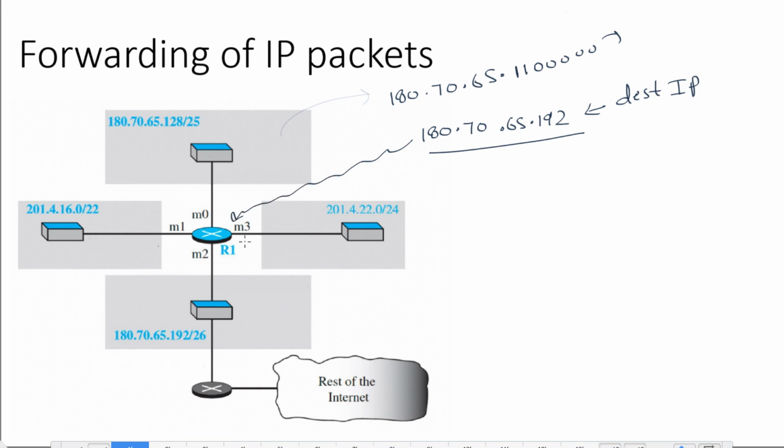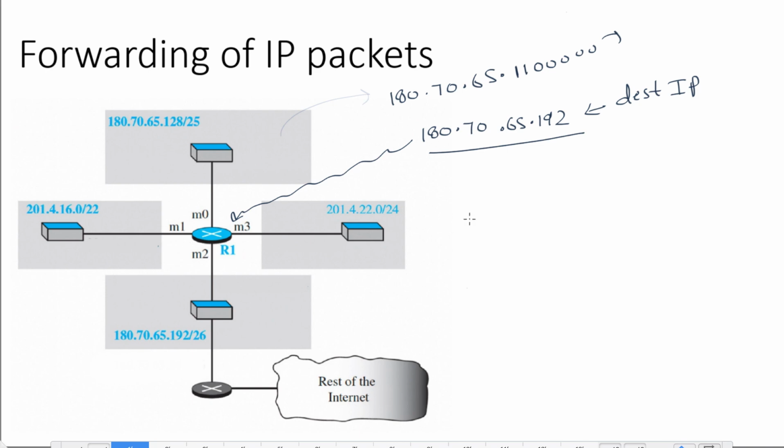So this is the destination IP address that the packet is having, and that packet is coming to this router R1. Now R1 has to determine which interface it should route this packet to, either M0, M1, M2 or M3. How R1 is going to determine that is what we need to study in this lecture, and then we will be studying some of the optimizations in that.